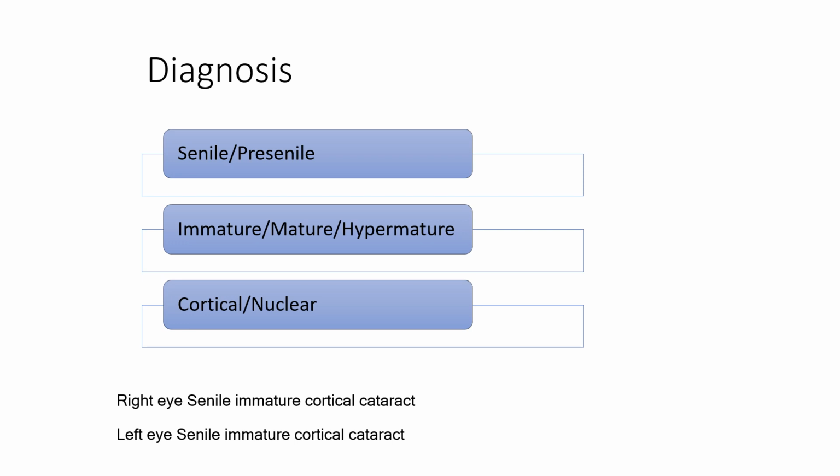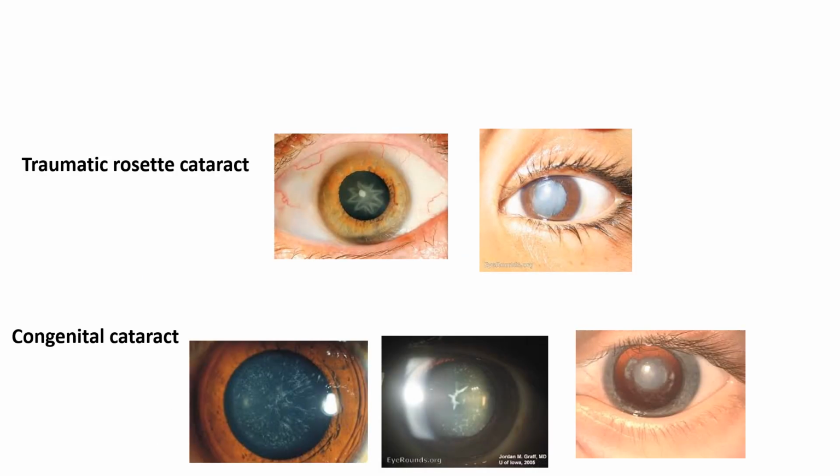Once you finish all the examination of the right eye, you will say the diagnosis: right eye senile immature cortical cataract. After you finish all the examination of the left eye, you will say left eye senile immature cortical cataract, or senile mature cortical cataract. So that is your final diagnosis.